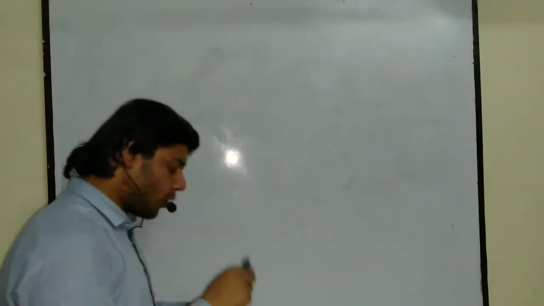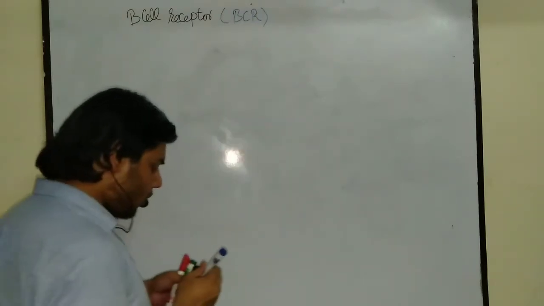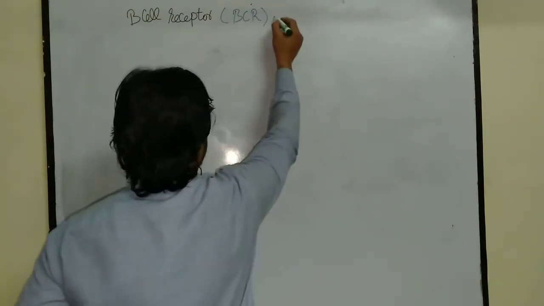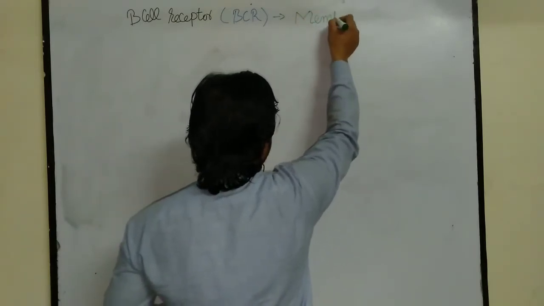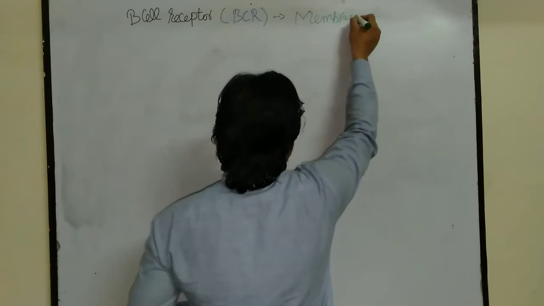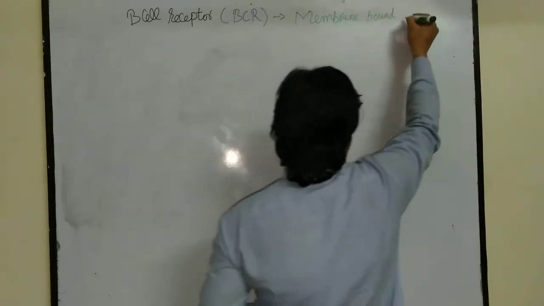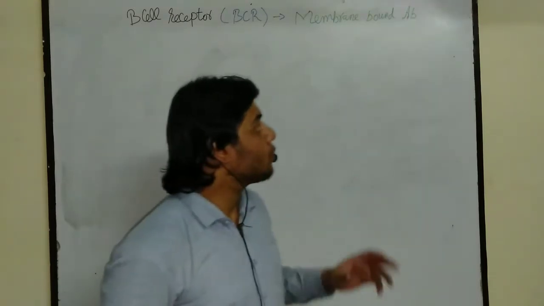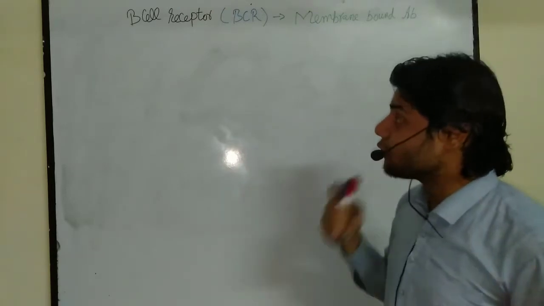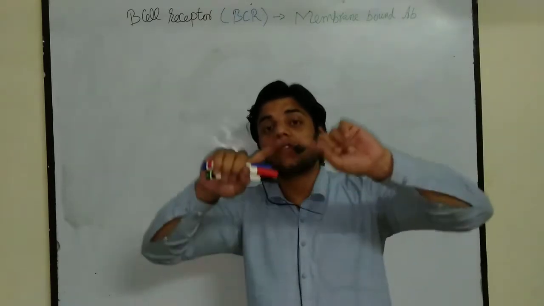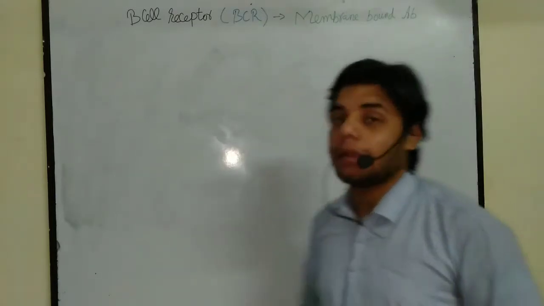Okay guys, so now let me write B cell receptor. This BCR is also called membrane bound antibody. So let me talk a little bit about the B cell receptor. B cell receptor is a kind of receptor which is found on the B cell surface. That's why we call it membrane bound antibody.